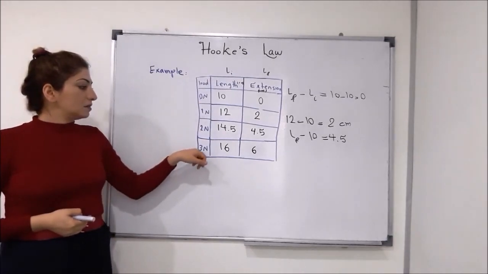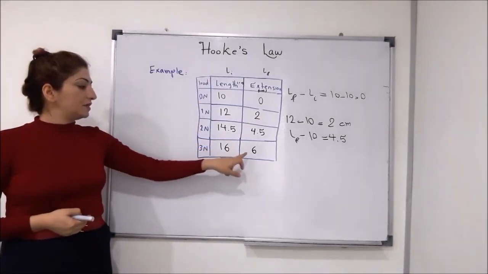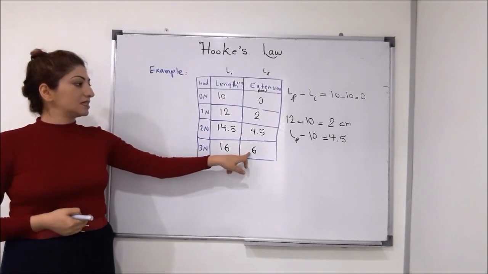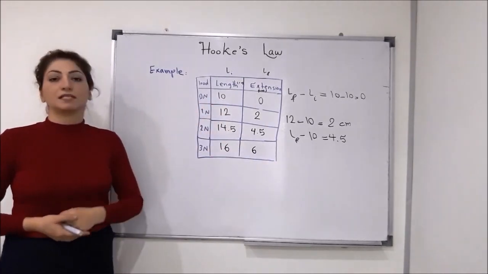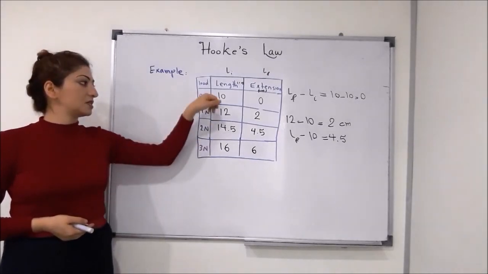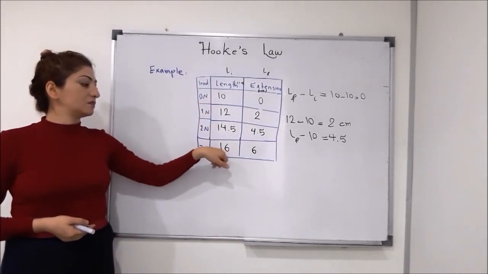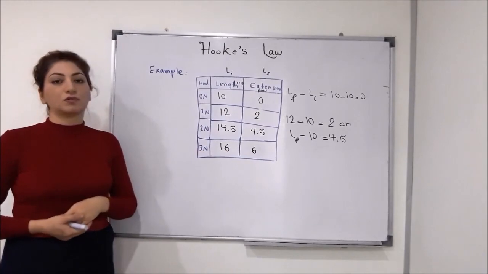Now, for the last one, we have a 6 centimeter increase in the length, so 6 plus 10 becomes 16, which is the final length of the spring after applying this force.